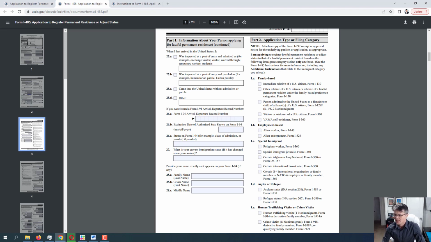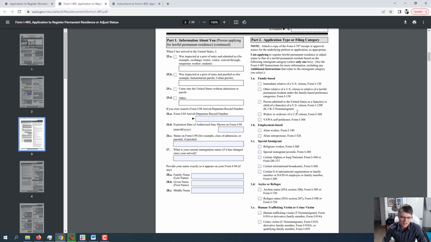But let's talk about these eligibility categories. Obviously, we have 1A for family-based, which is immediate relative of U.S. citizen, other relatives of U.S. citizen, persons admitted to the United States as a fiancé, widow or widower of U.S. citizen, and then we have VAWA self-petitioner. That's one of the only categories where you can petition for yourself in the family-based category.